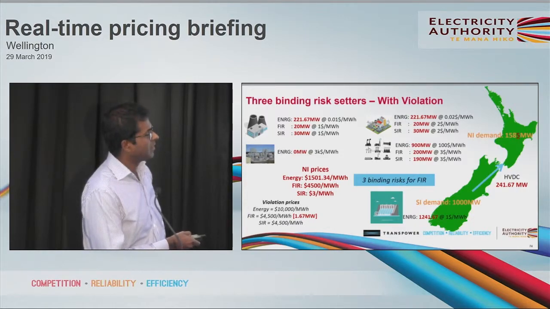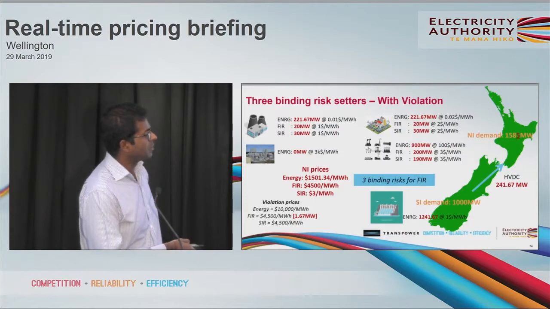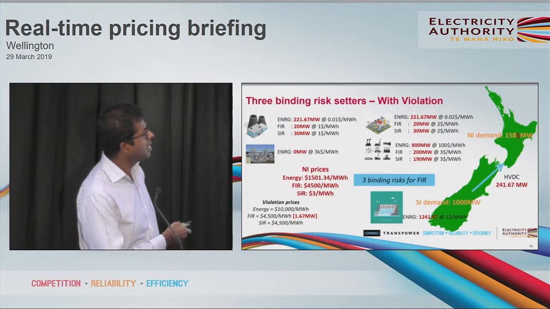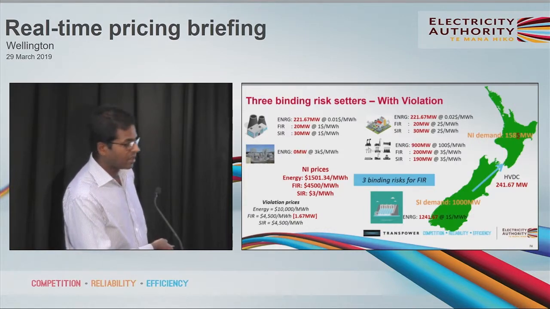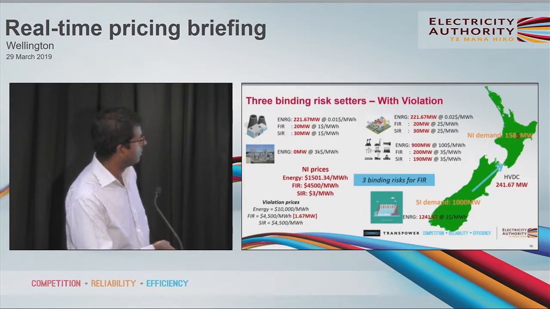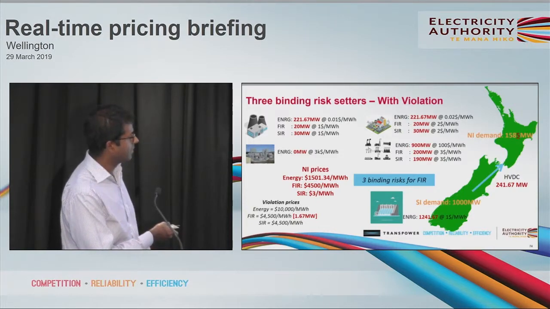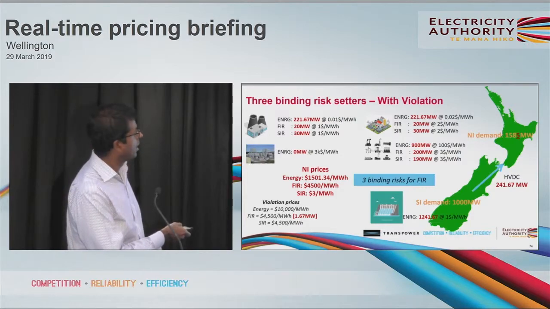So to meet that additional 5 megawatts of demand, I bring in an additional 1.67 on the DC, an additional 1.67 from these 2 other risk setters. But now there's insufficient reserves to cover the additional 1.67 of reserves of FIR. So what happens? Under the status quo, I violate my FIR at the price of $4,500, and that's what's shown in the FIR price.